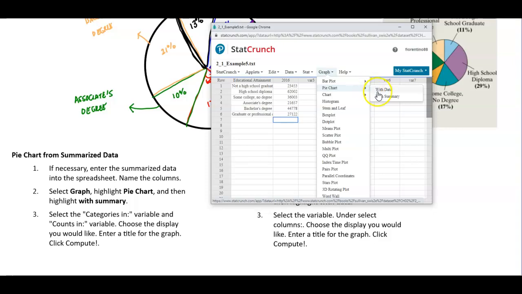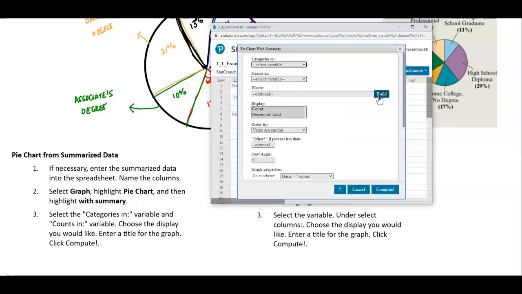And then we're going to choose with summary because we have the summary. Okay, now the categories are going to be in the educational attainment because that's where the categories are. The counts in are the frequencies, which is in 2016. Okay, we want the count and we also want the percent of the total. So we're going to highlight both of those when we do that.